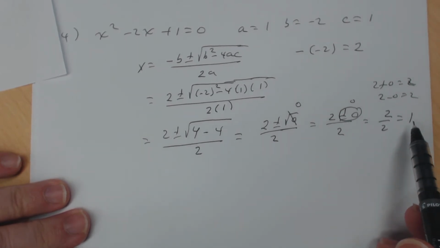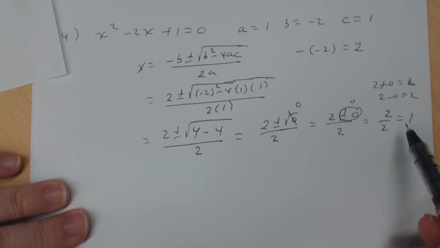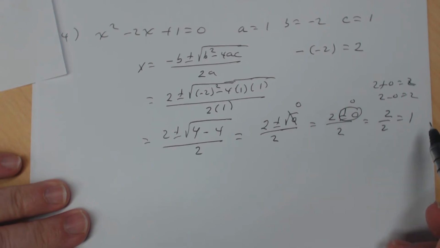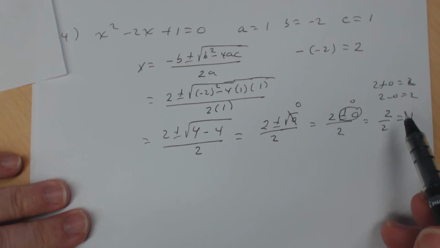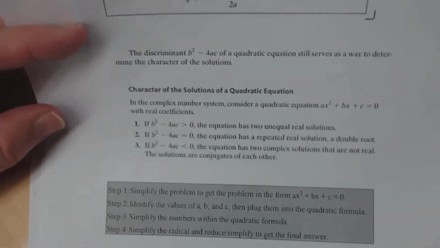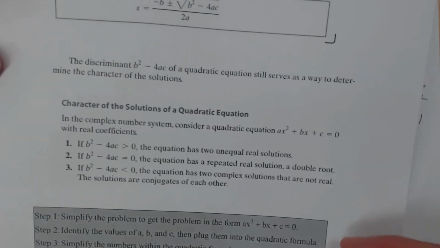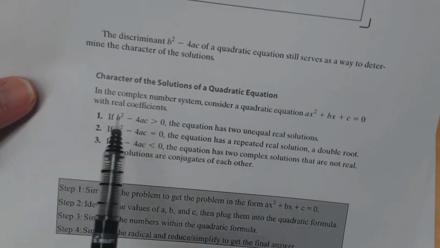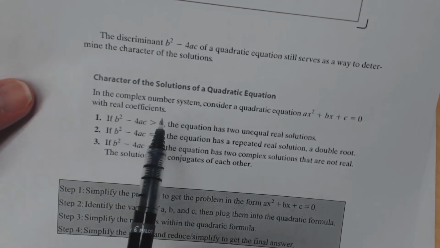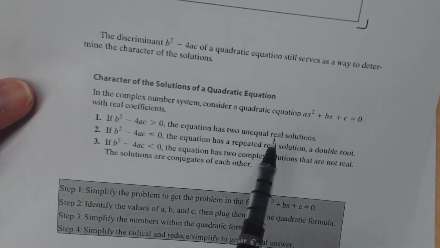Now notice this time, in the previous 2 problems, there were two real solutions. Here, since the discriminant is 0, you only get 1 real solution. 1 real solution. All right, so far, the first 2 problems said that if the discriminant is positive, you're going to get 2 real solutions.